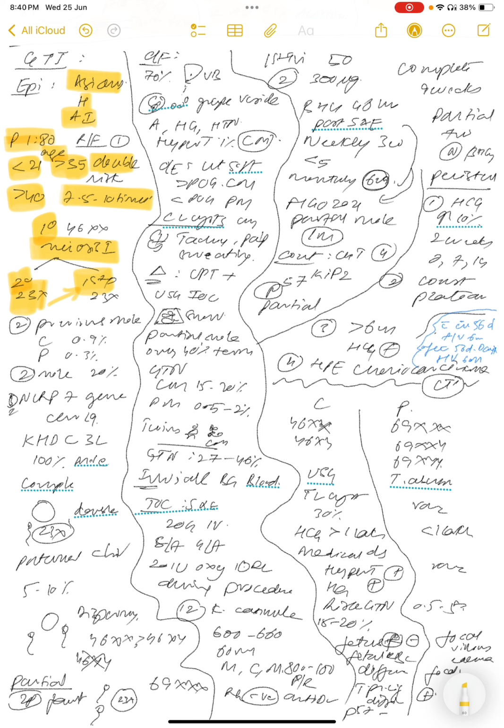What is the second risk factor? First is age. Second risk factor is if the female has a previous history of mole. If she has a previous history of complete mole, the risk is 0.9%, for partial mole it is 0.3%. And if she has a history of molar pregnancy, there is a 20% risk of molar pregnancy this time also.